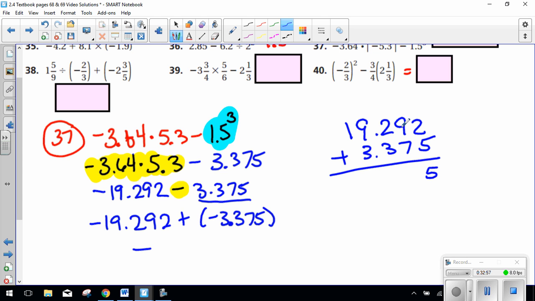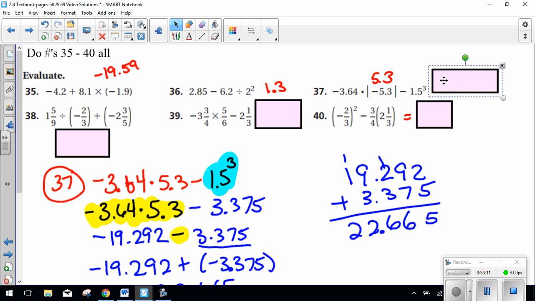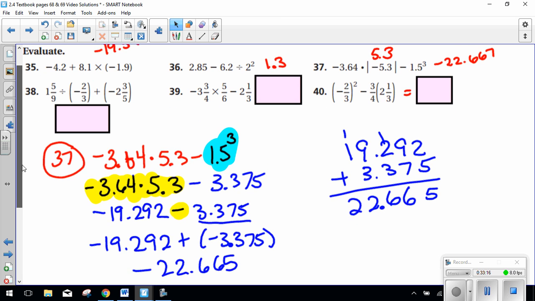So 5, 16, 6, 12, 2. Decimal goes straight down. So I get negative 22 665 thousandths. This is number 37. Oh, I made one tiny mistake right here. So 5 plus 2 is 7, not 5. 7. All right, so there's number 37 for you.